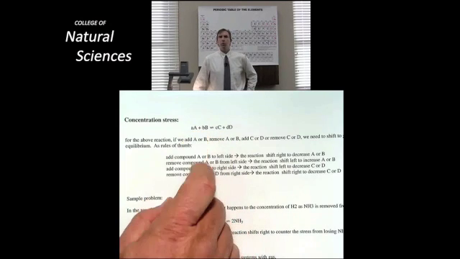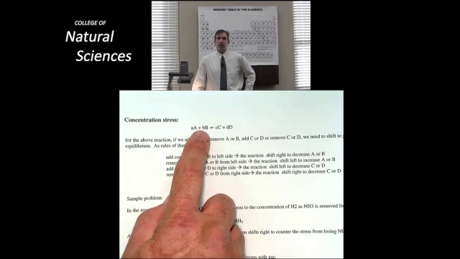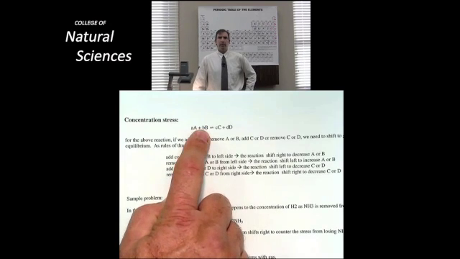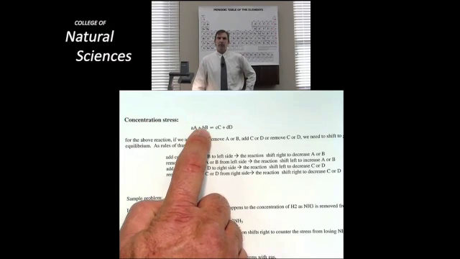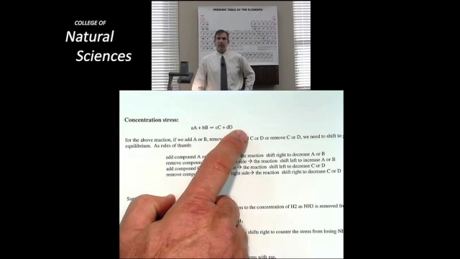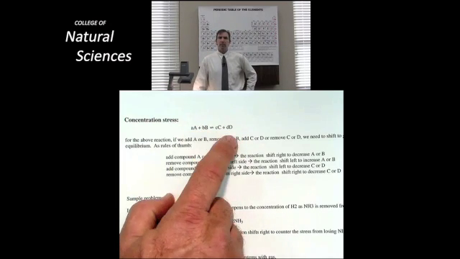Suppose I remove A and B. The reaction says I don't want to remove A and B, so I need to add A and B internally. The only way I can do it is by shifting to the left, so the C and D goes down and the A and B can come up.